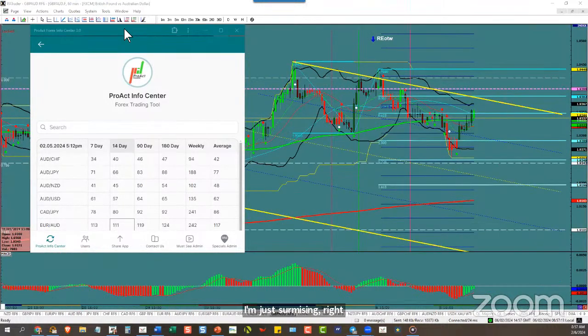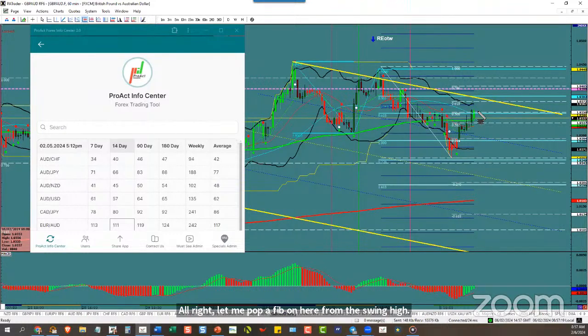All right. Let me pop a fib on here from the swing high to the swing low and see where we are right now. So we're right at the 50% fib right there. You know, the 0.500 is a turning point. And you can see it's turning already. You got to close and reverse to the downside. The bulls are fighting it. They're still trying to take it up.